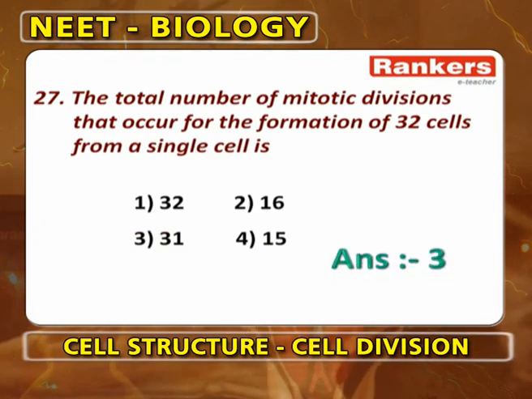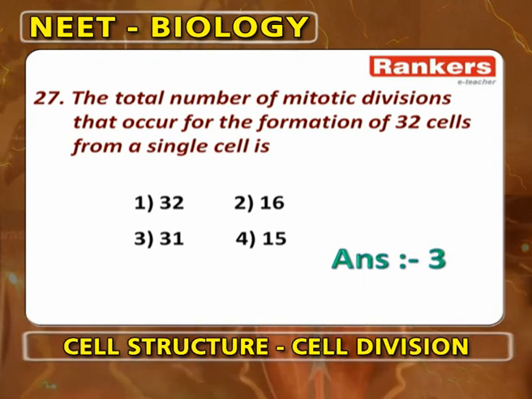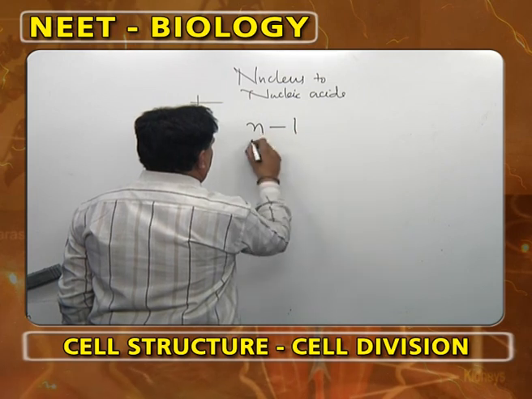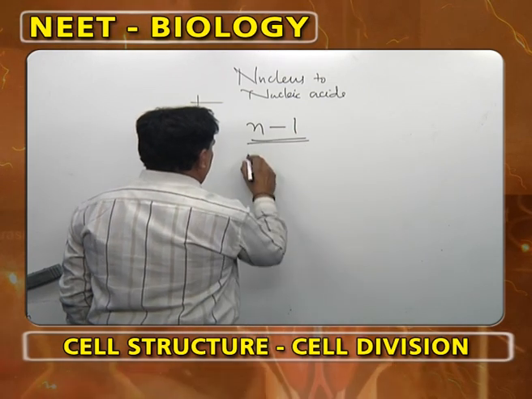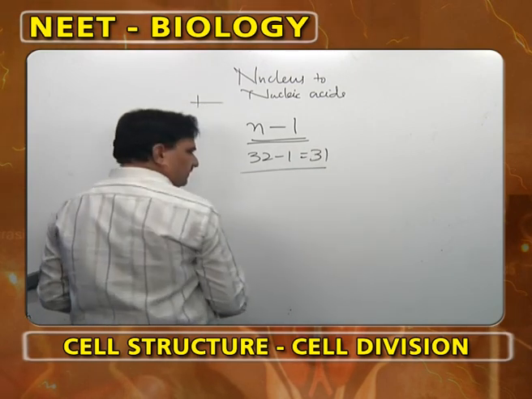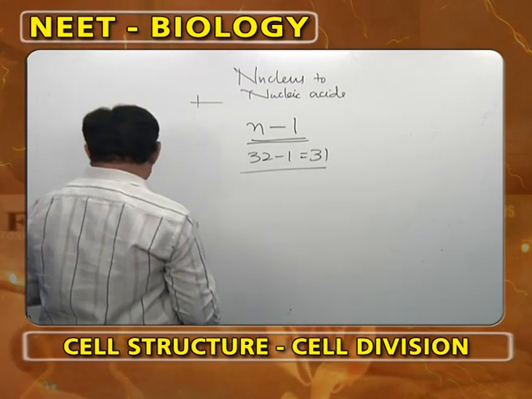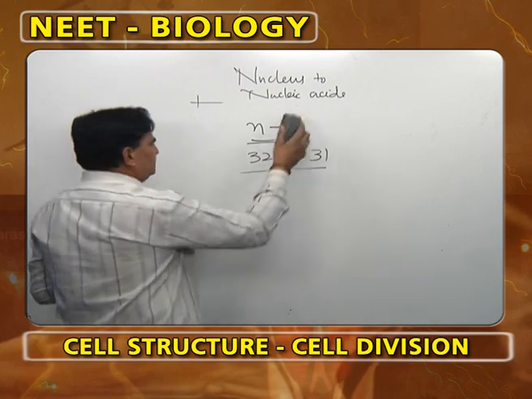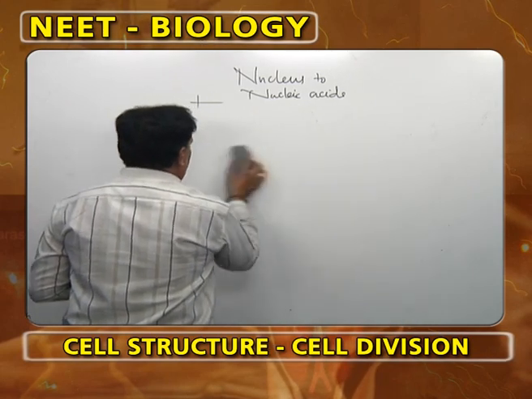The total number of mitotic divisions that occur in the formation of 32 cells from a single cell. For this type of mitosis problem, we have to use the formula n minus 1. So, 32 minus 1, 31. Every time you have to use this formula. Why? Because in mitosis the first cell is gone and the remaining cells are formed.